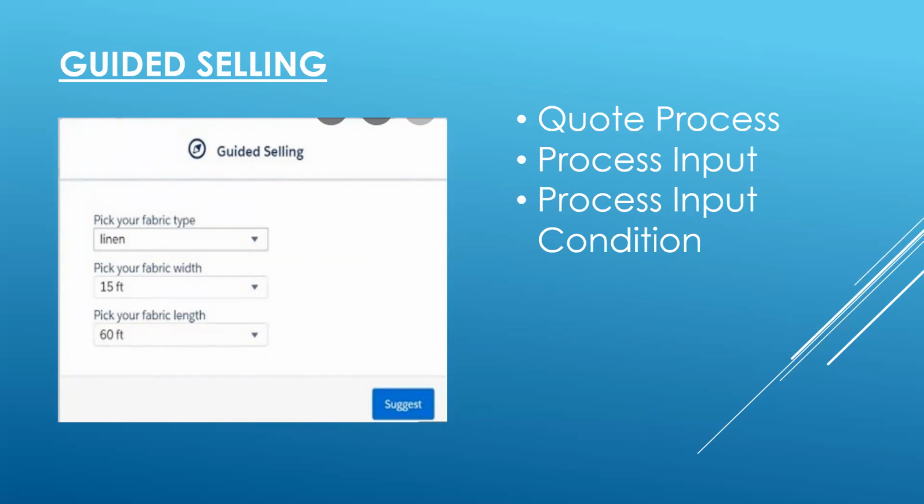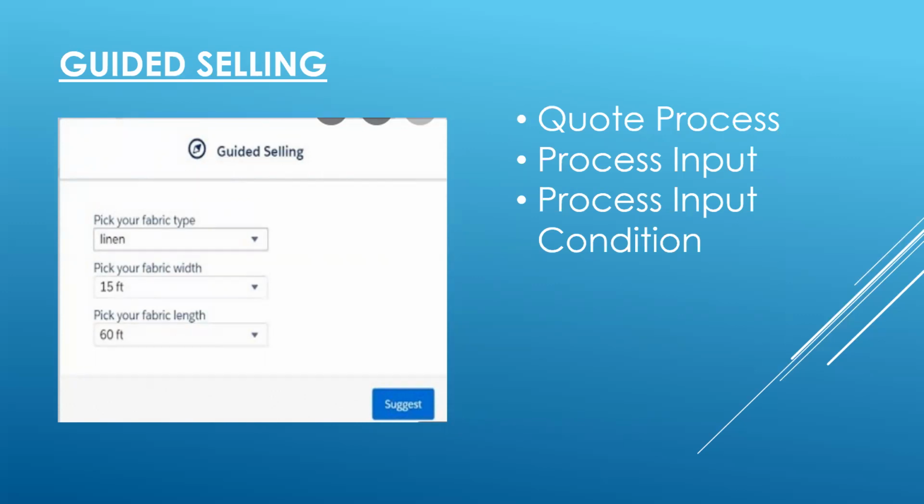If he selects linen, then multiple linen-type fabrics will show on the product selection screen. He can have multiple filters for that. If he wants width, length, or anything else, he can have it there, and products can easily be filtered on the product selection screen.